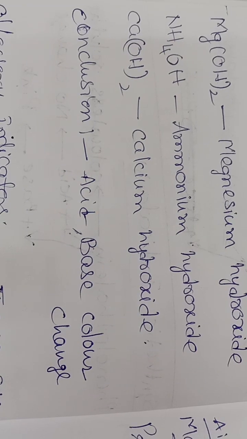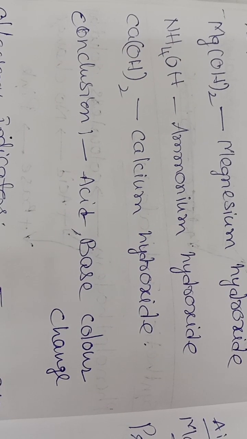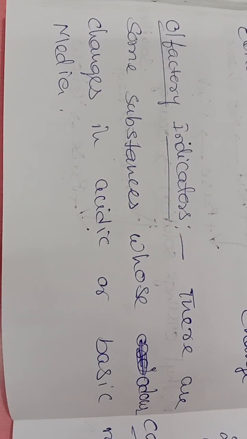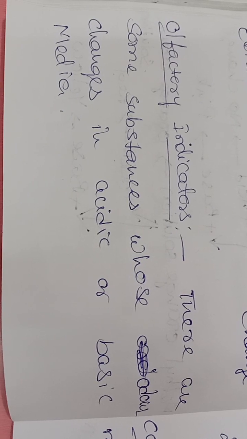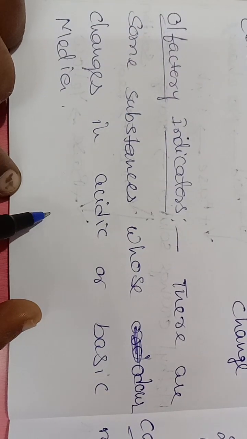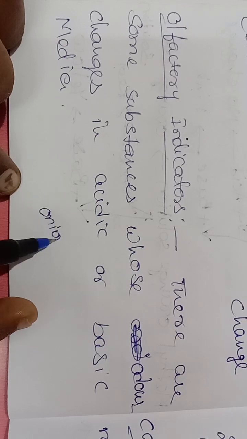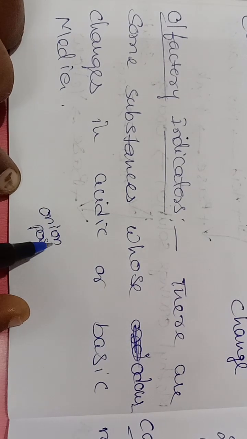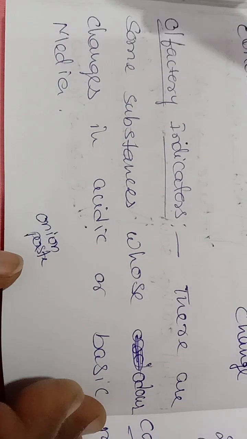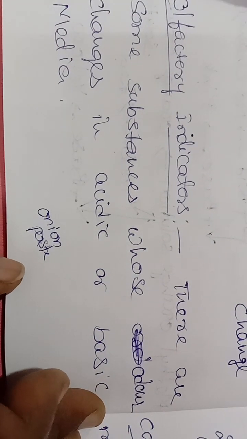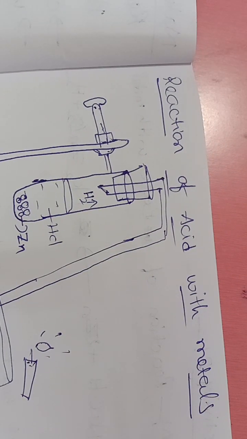One more type of indicators are there. Those are olfactory indicators. There are some substances whose odor changes in acidic or basic solution. Generally, we take onion paste here. Onion paste also changes its odor when it reacts with the acid, right? So, simple one.